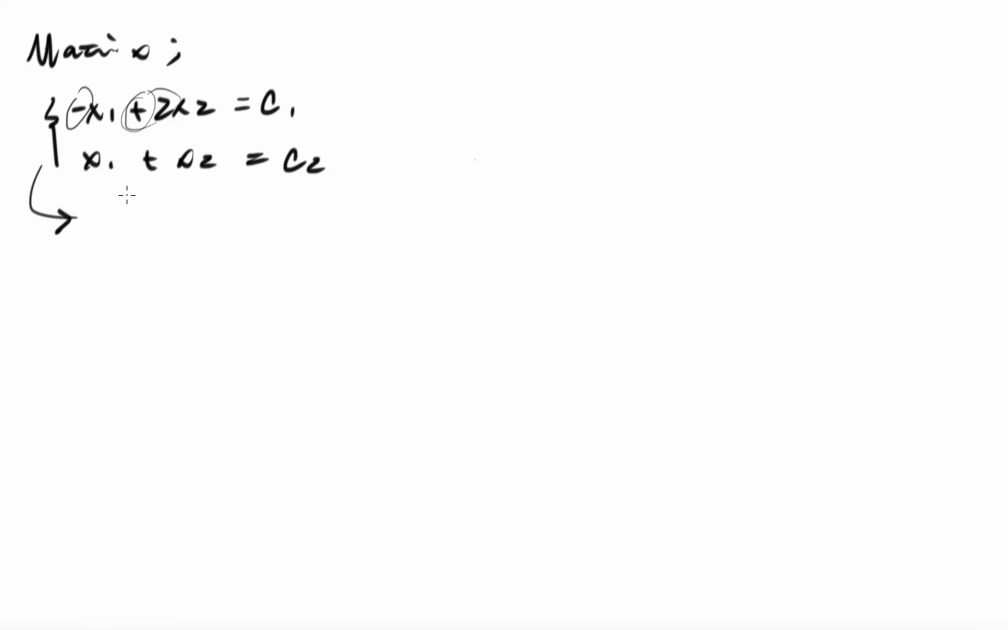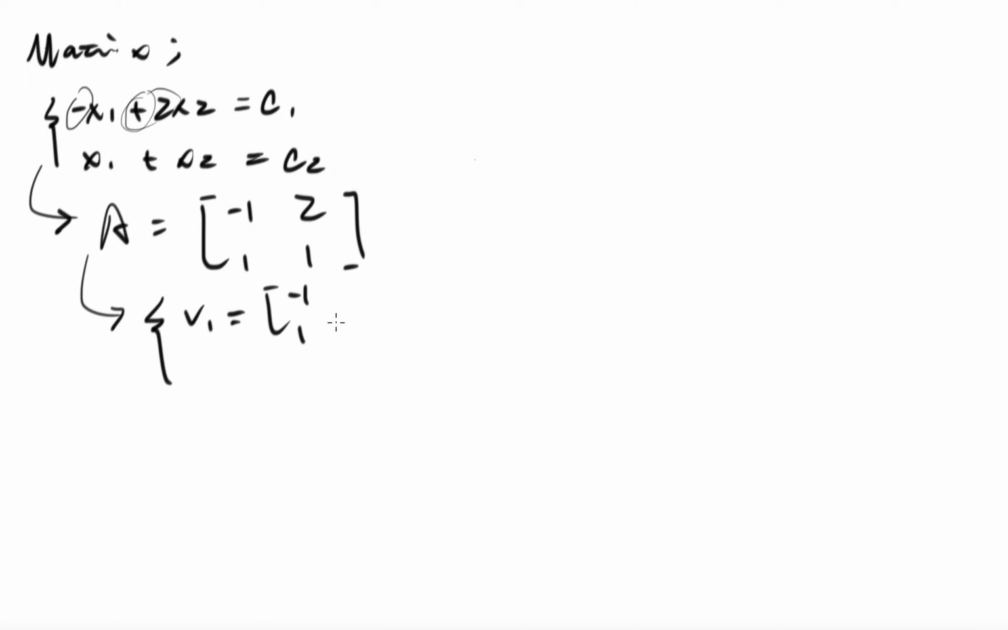So basically, here we can write a matrix for this system of equations as such: negative 1, 2, 1, 1. And we can further factorize it as two sub-vectors, v1, which is negative 1, 1, and v2 is equal to 2, 1. So far, it has been really easy. However, it definitely has a deeper meaning than just representing the system of linear equations.